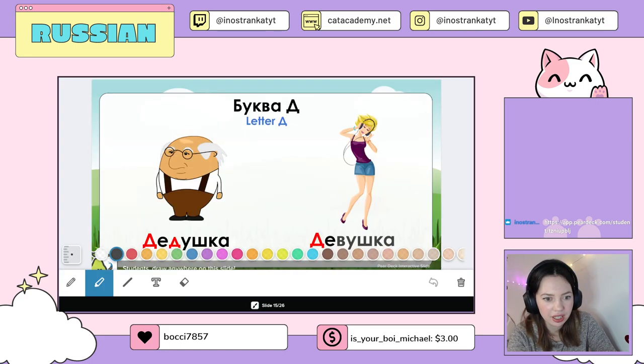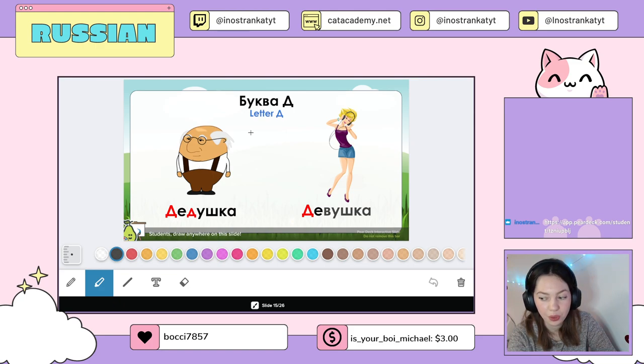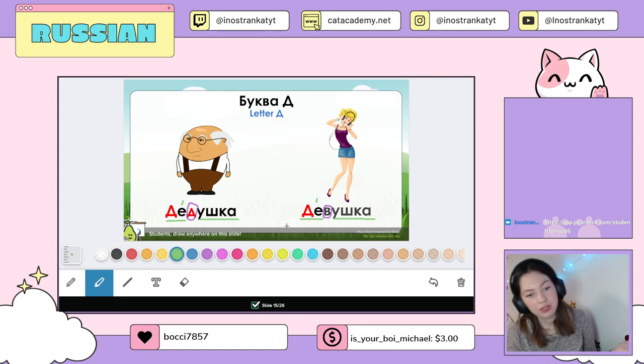So we're going to look at these two words closely. Both begin with де and both end with ушка. The only difference is the third letter. We have д, дедушка, and here we have буква В, в, девушка. And the stress is on the same syllable, the first. Дедушка, девушка.